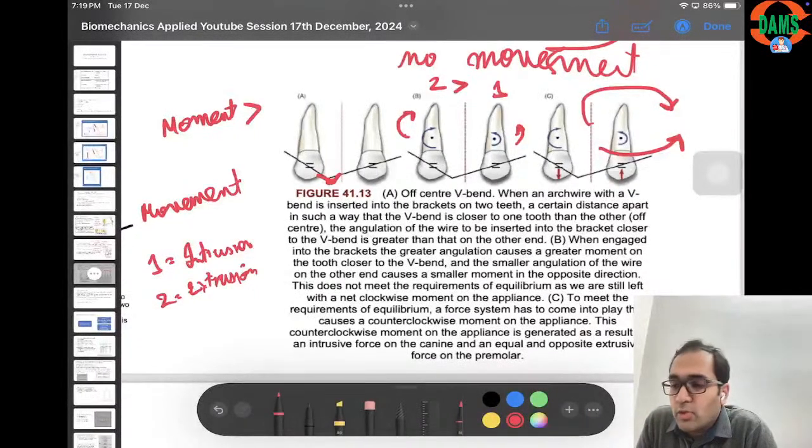Okay, so I hope this is clear. This is very important for your exam. This is the concept of asymmetric V bend. Most of the application based questions come from this topic. The location of the tip of the V, located near to which tooth, and what will be the result, the net movement generated and the counter movement, in which direction it will be generated, and its effect.